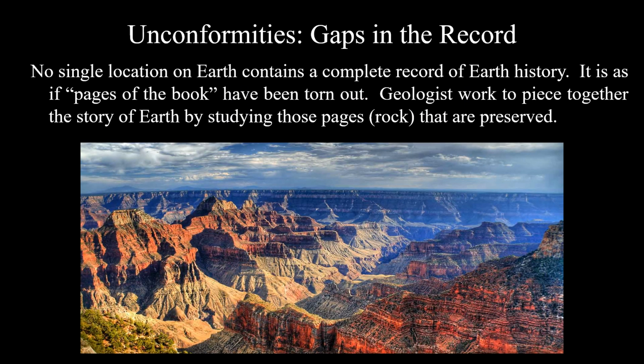So remember, I want to drive this point home, that no single location on Earth contains a complete record of Earth history. So these are like pages in a book. The sedimentary layers are like pages of history, and there's just chapters missing everywhere. So this is a beautiful image of the Grand Canyon. The Grand Canyon has huge amounts of missing information. I'll show you in a second. And so we have to travel around and try to piece together all this information from lots of different places.